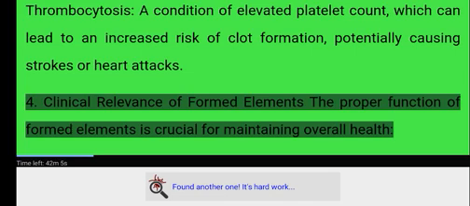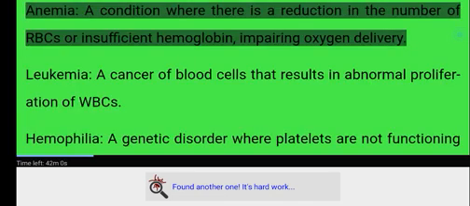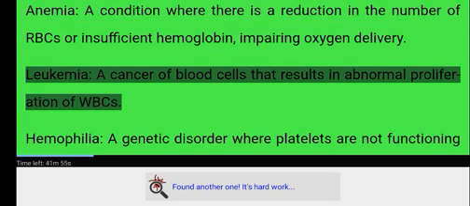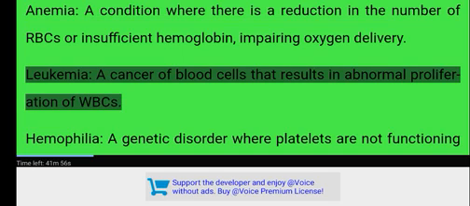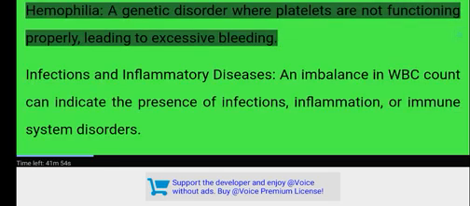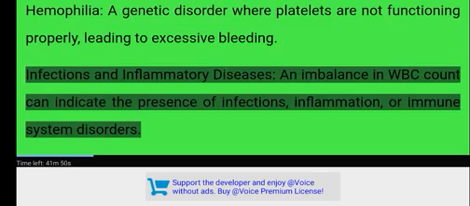The proper function of formed elements is crucial for maintaining overall health. Anemia, a condition where there is a reduction in the number of RBCs or insufficient hemoglobin, impairing oxygen delivery. Leukemia, a cancer of blood cells that results in abnormal proliferation of WBCs. Hemophilia, a genetic disorder where platelets are not functioning properly, leading to excessive bleeding. Infections and inflammatory diseases. An imbalance in WBC count can indicate the presence of infections, inflammation, or immune system disorders.